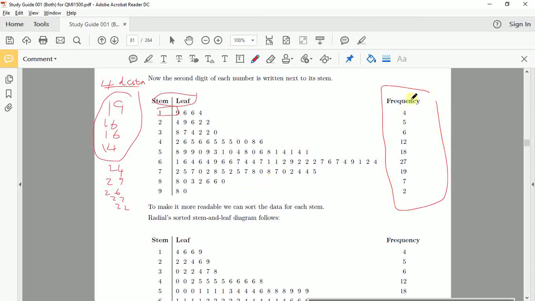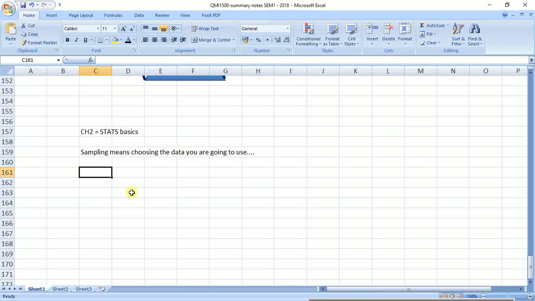Frequency is how often something occurs. Here they're asking about the stems. How often does the stem 1 occur? 4 times. How often does the stem 2 occur? 5 times. Frequency just means how often something occurs.